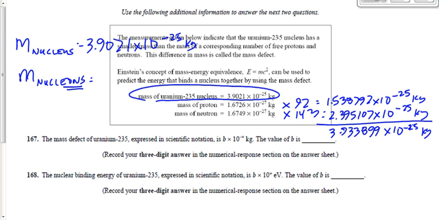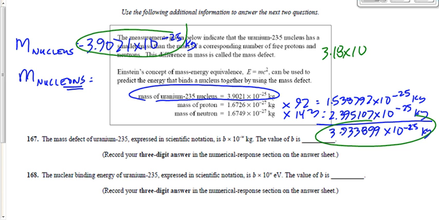We take a look at this number. The mass of the nucleus is slightly less than the mass of these protons and neutrons. The mass defect is the difference in mass between those. So we're going to take this number, we're going to subtract this number, and then we're going to get our mass defect in kilograms. All right? What do we end up getting there? 3.18 times 10 to the, makes sense, negative 25. So we'd express that, since we're only looking for the value of B there, as 3.18, right? Yeah, okay.